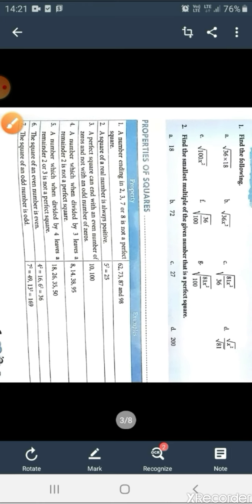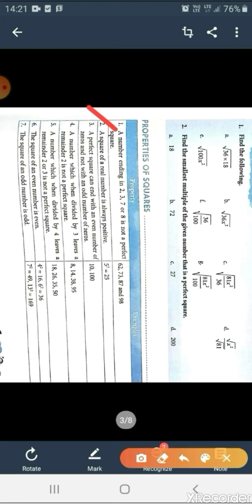Properties of squares. A number ending in 2, 3, 7 or 8 is not a perfect square. Examples: 62, 73, 87 and 98. If any number ends with 2, 3, 7 or 8, it is not a perfect square. Example: 62 is not a perfect square, 73 is not a perfect square, 23 is not a perfect square, 43 is not a perfect square.